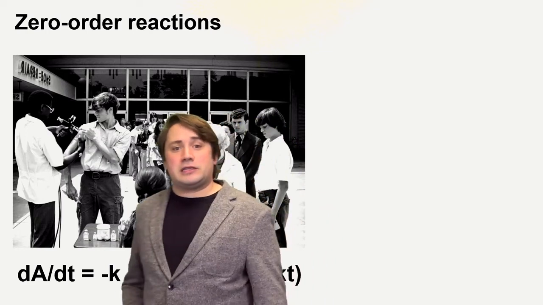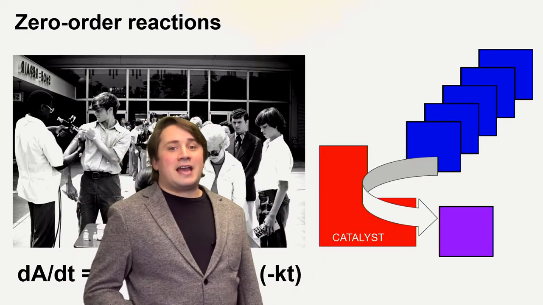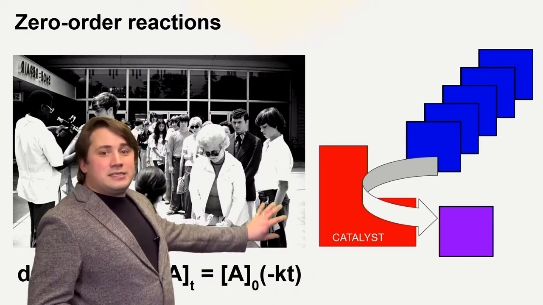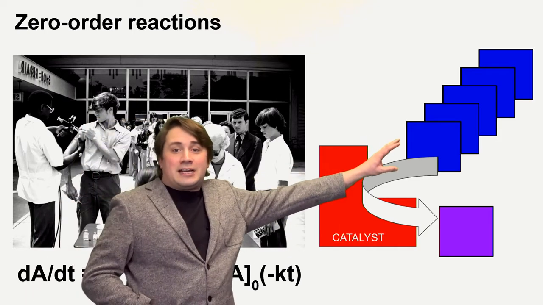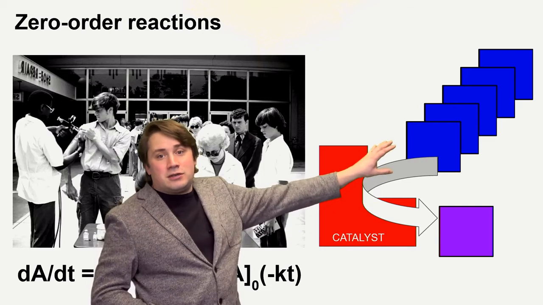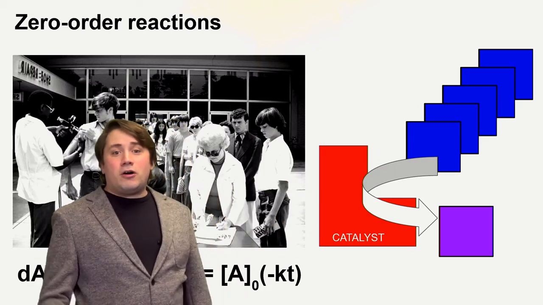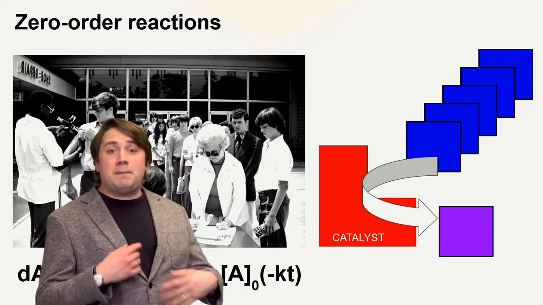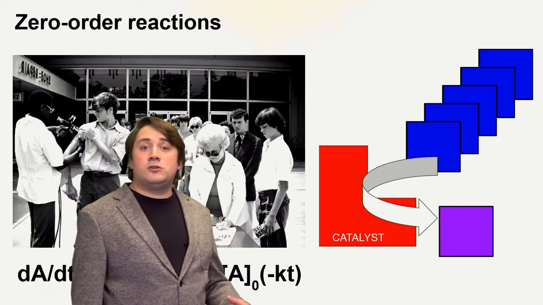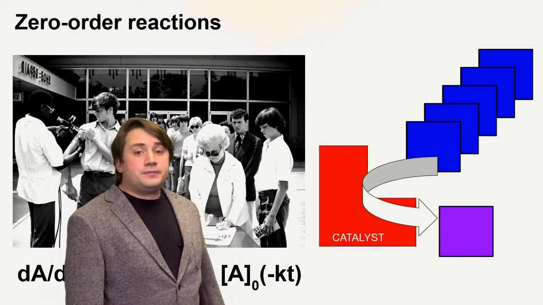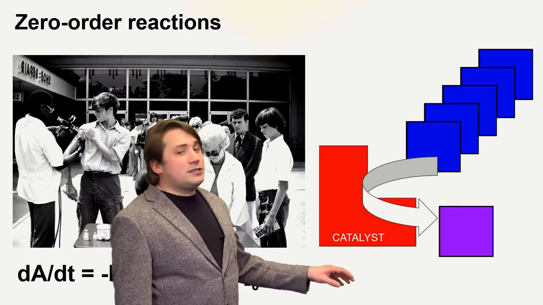The big example of this is where you have a catalyst, and this catalyst is in smaller quantities than the number of reactants, vastly smaller quantities than the number of reactants. Now you'll recall that a catalyst is something that speeds up a chemical reaction, but doesn't get produced or consumed in that chemical reaction.